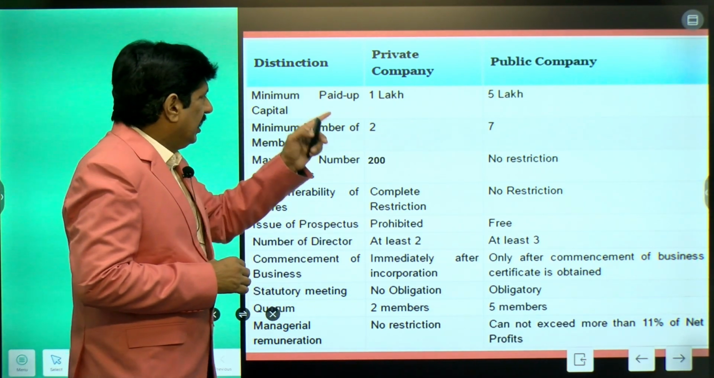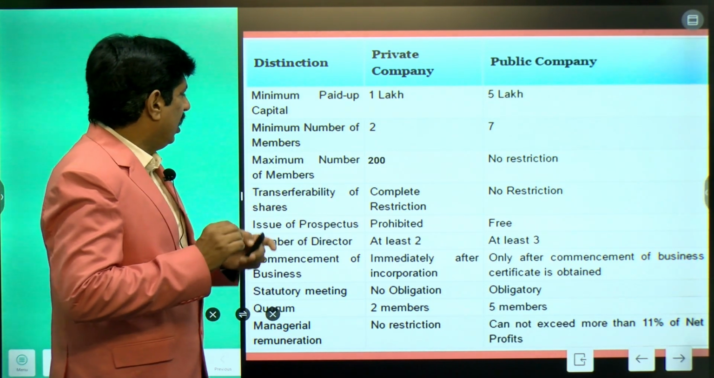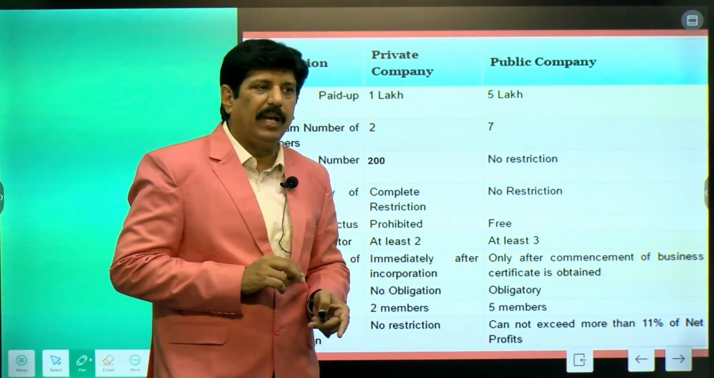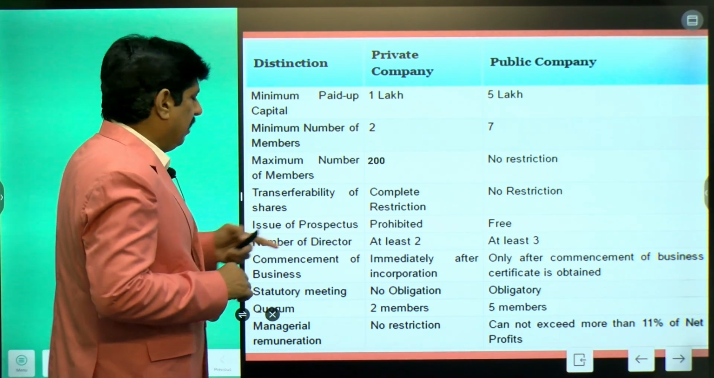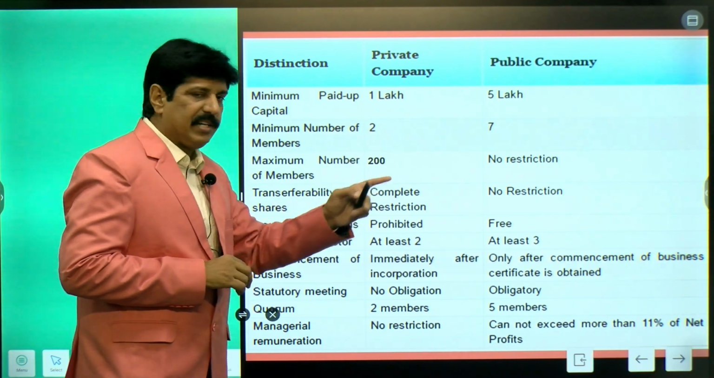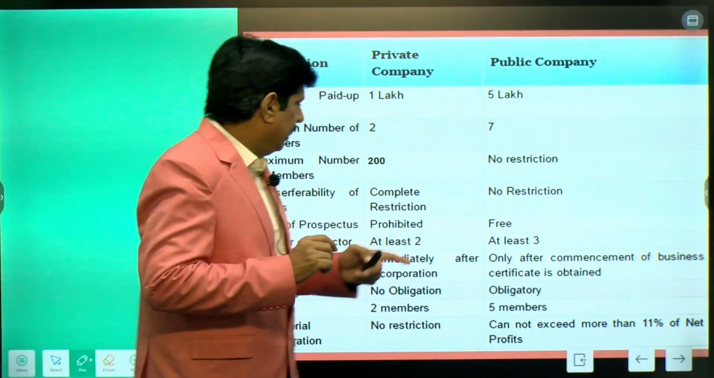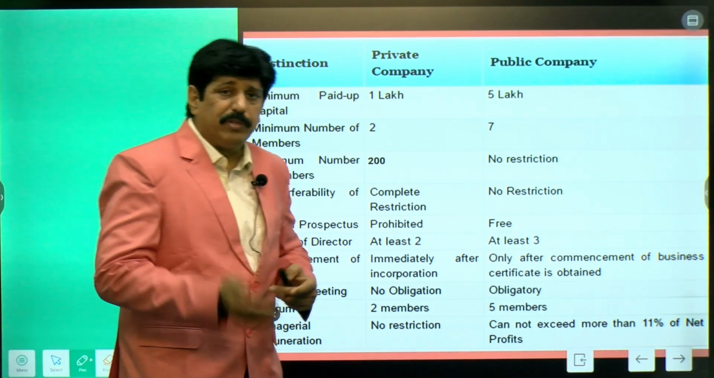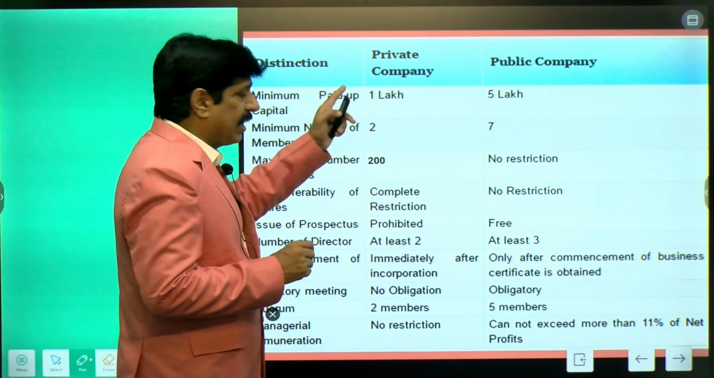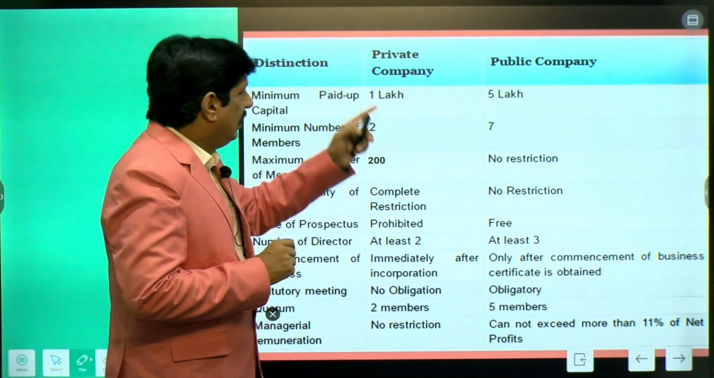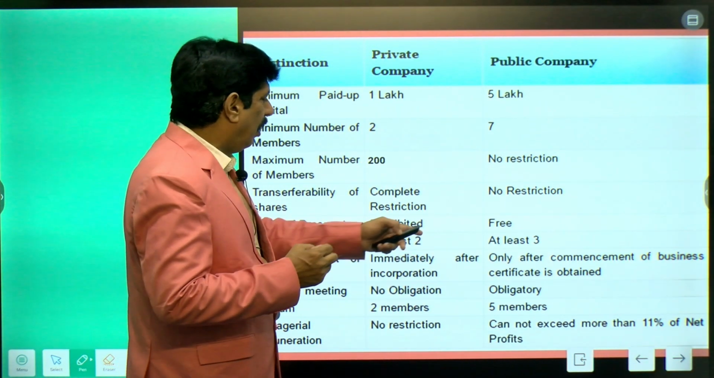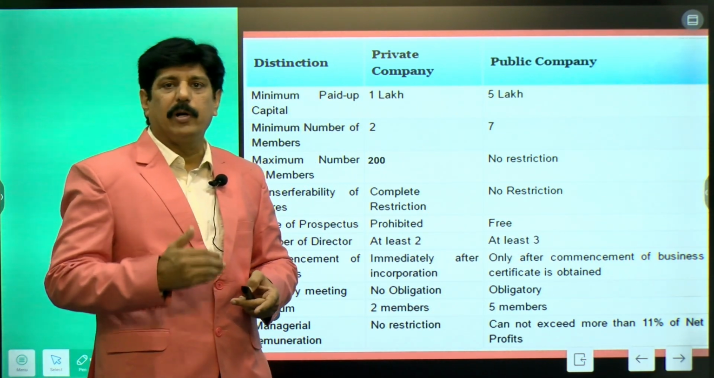Transferability of shares. In the case of a private company, transferability of shares is completely restricted. Such a restriction is not applicable for a public company. Coming to the next issue, number of directors requirement. At least 2 directors are required in the case of a private company, and at least 3 directors for a public company. Coming to the next one, commencement of the business. After incorporation, a private company can immediately run the business. In the case of public companies, after incorporation, they are required to obtain the certificate of commencement. Then only they can start their operations.